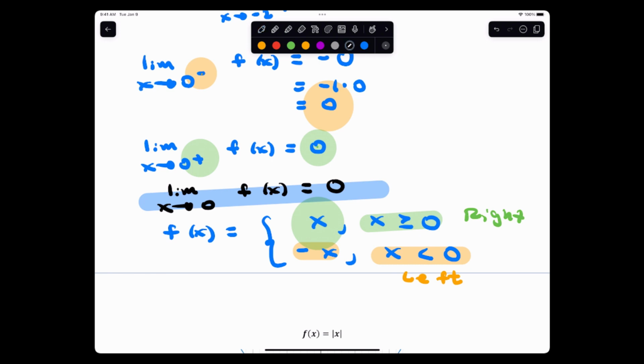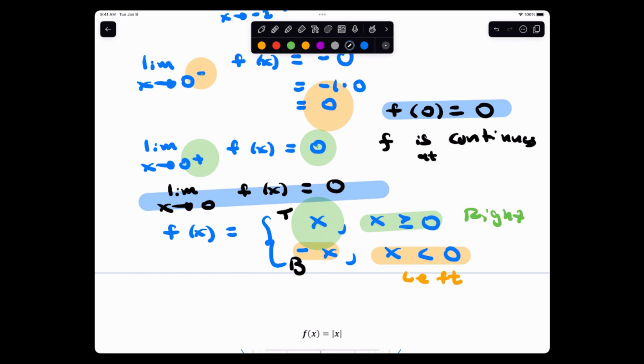How about this? What's the value of the function at 0? And you're just looking at the piecewise function, x equals 0. What do you guys use, the top or the bottom? How do you know the top? Because greater than or equal to 0. Oh, okay. So that's going to be just 0. When the limit equals the value of the function at the location, what do you guys know? F is continuous at 0.